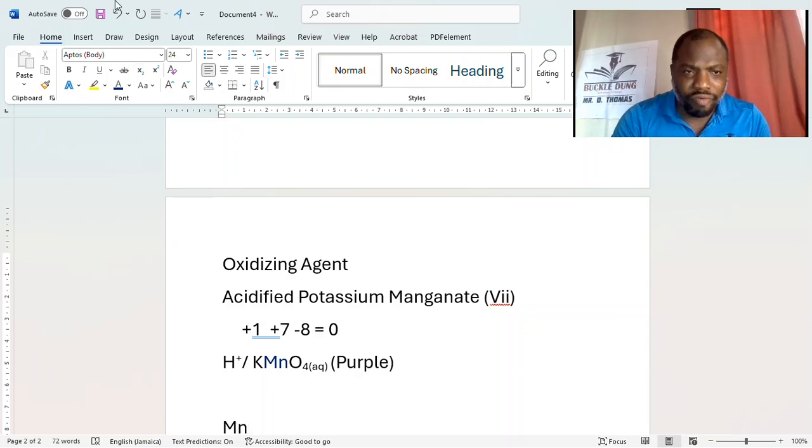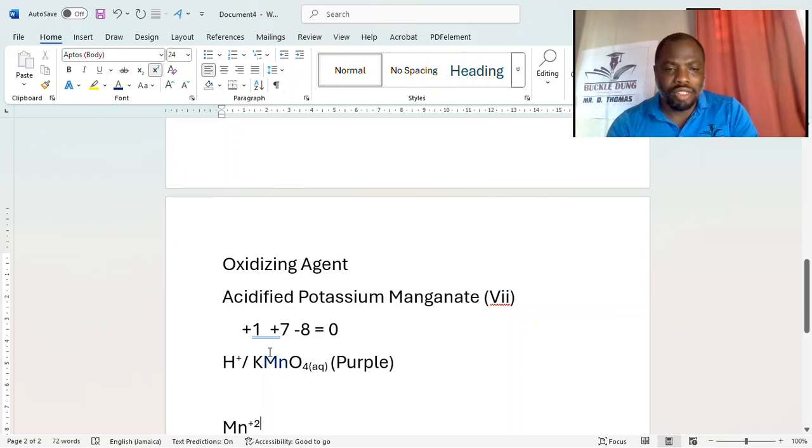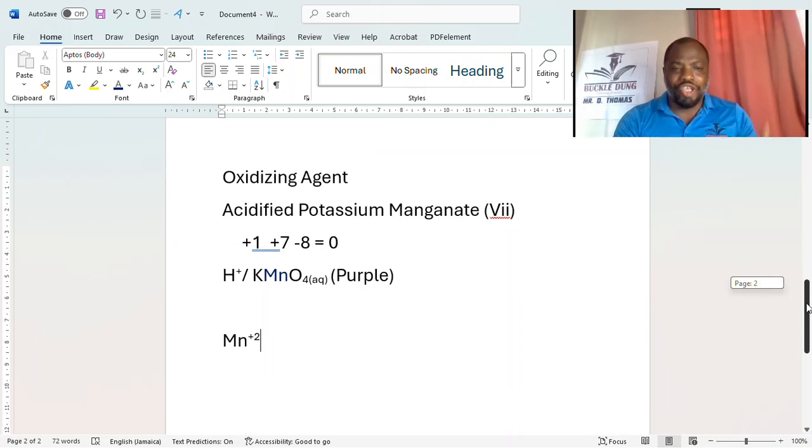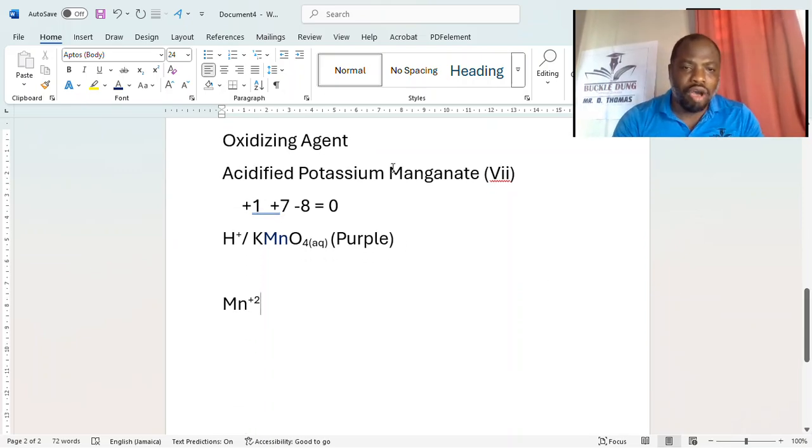And of course, we can see why we use the term reduction, because it was plus 7 and now it's becoming a plus 2. The oxidation number will decrease. So whatever you put it with is a reducing agent, because it is causing the manganate ion to be reduced.